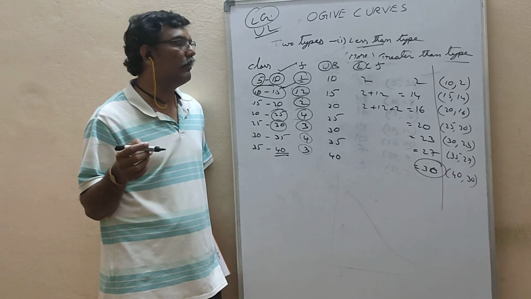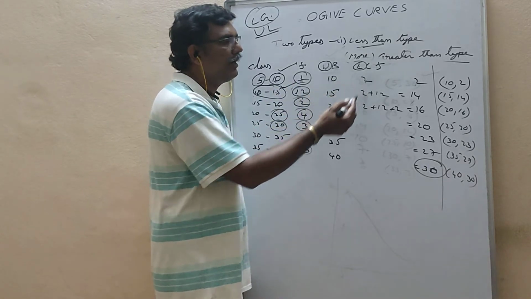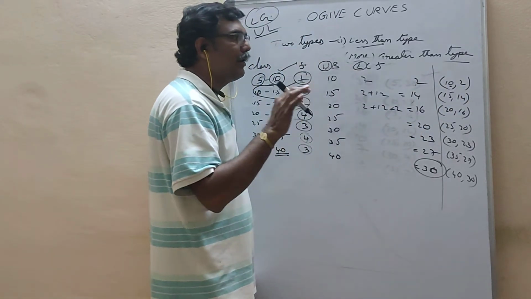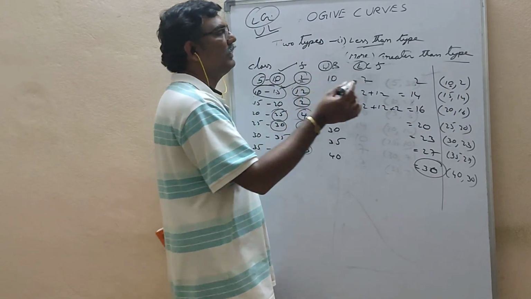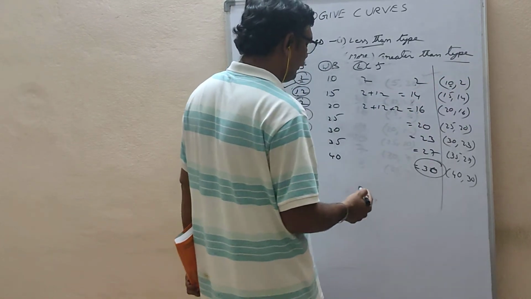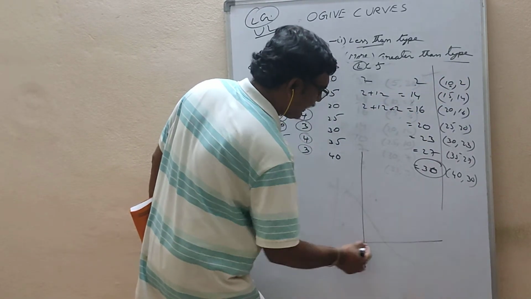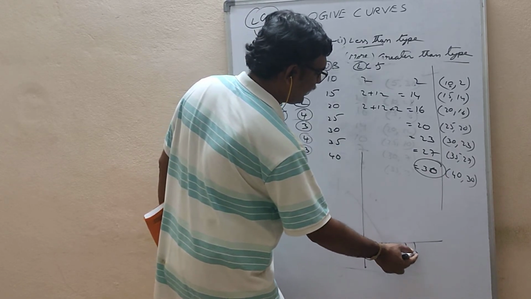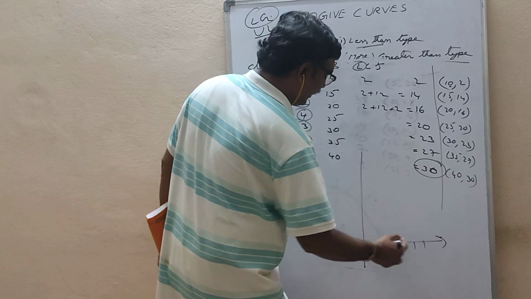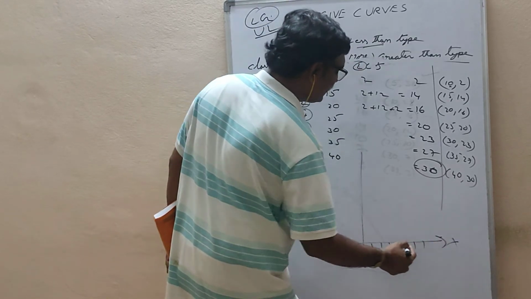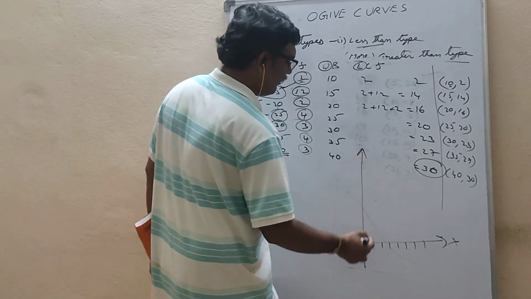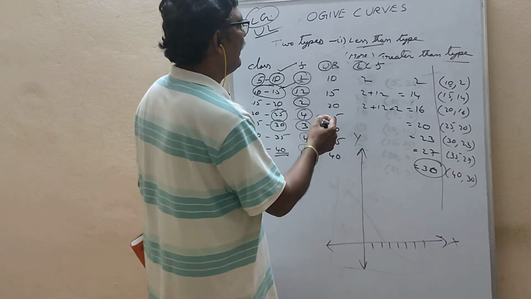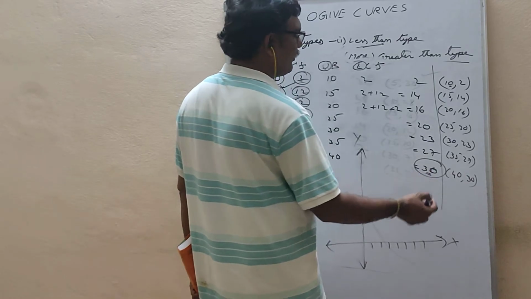What is the use of getting ordered pairs? If you get an ordered pair, you can locate one point on the graph. 10 comma 2 is one point. What do you have to do? Again, you have to take a graph paper, and here you have to write 5, 10, 15, 20, 25, 30. So you should take the scale on the x-axis. Horizontal is the x-axis. Vertical is the y-axis. On the y-axis, the greatest number is 30.